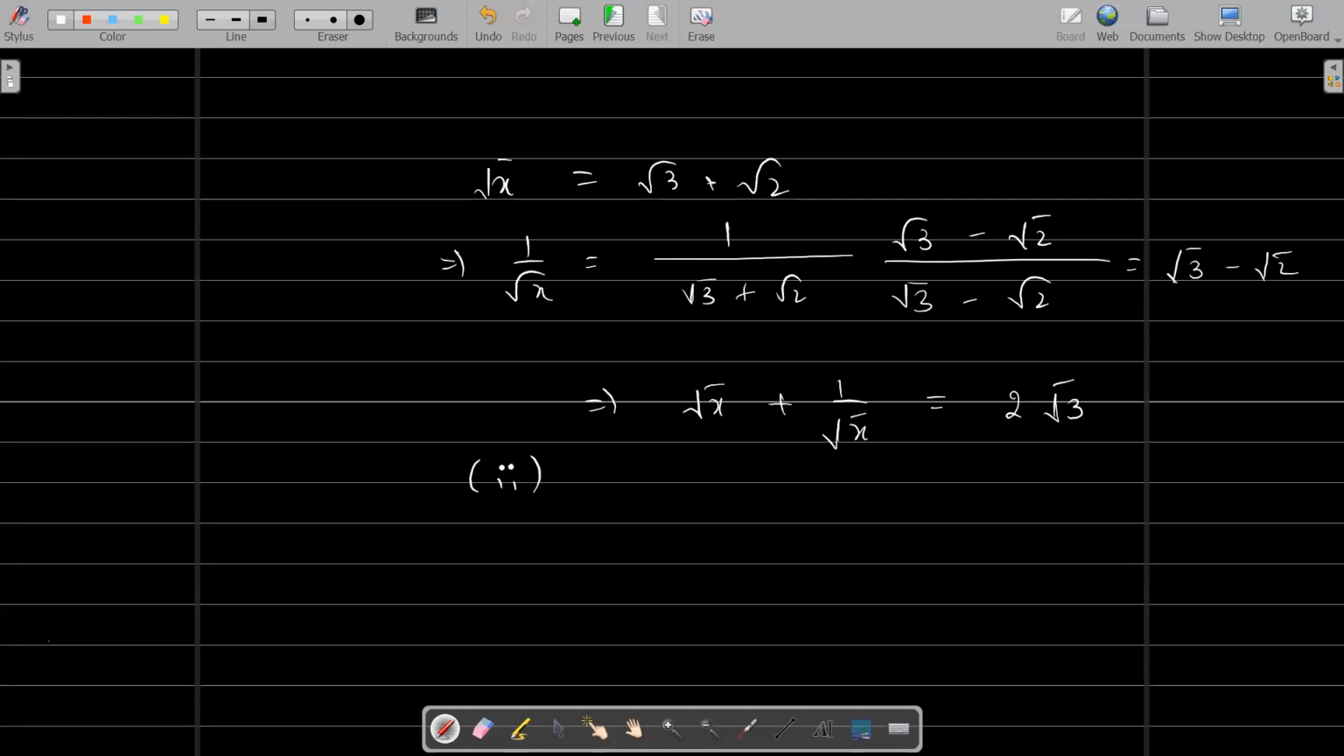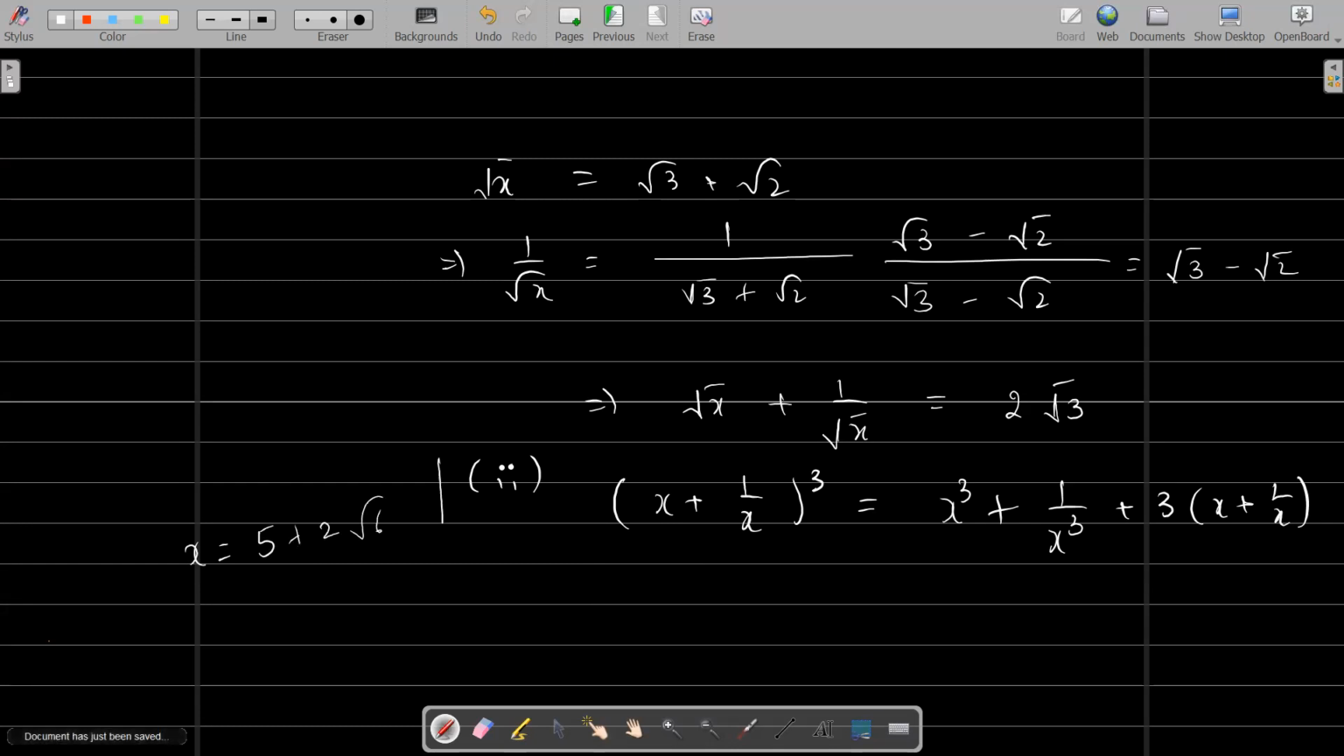So I did x plus 1 by x the whole cube is equal to x cube plus 1 by x cube plus 3 into x plus 1 by x. Yes, correct. So x plus 1 by x the whole cube is 1000 because x plus 1 by x is 10. How did you get that? X is given, right? X is 5 plus 2 root 6. 1 by x is 5 minus 2 root 6. So x plus 1 by x is 10.